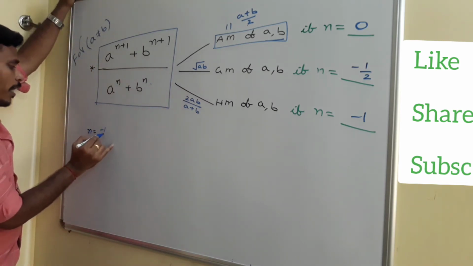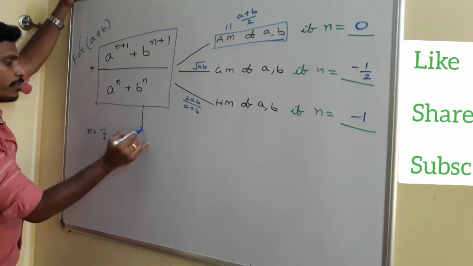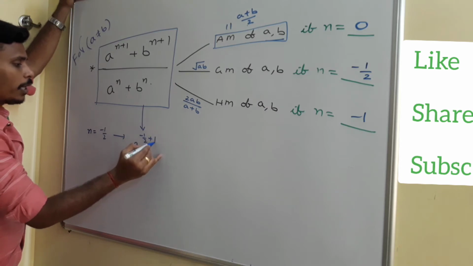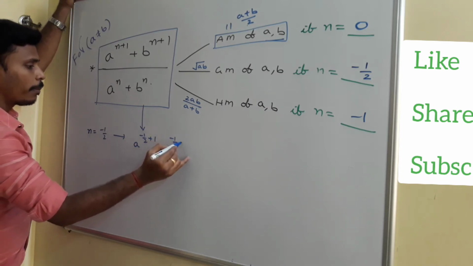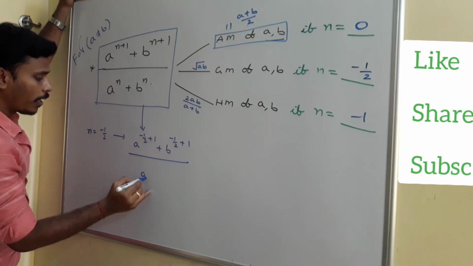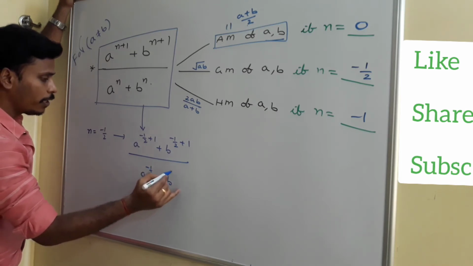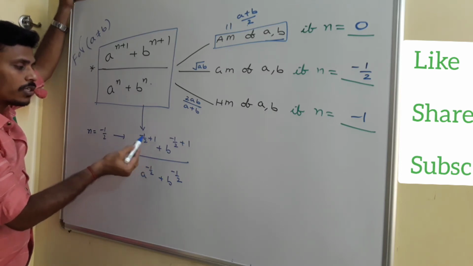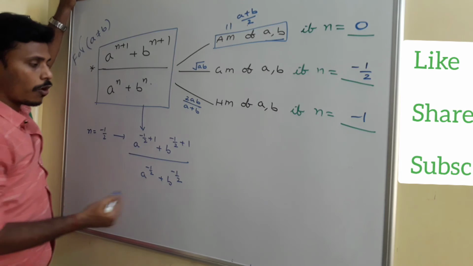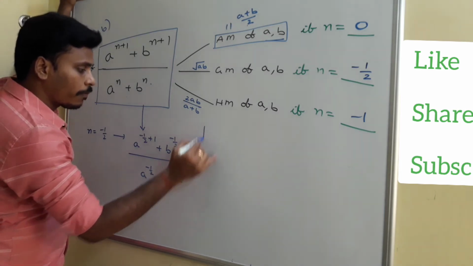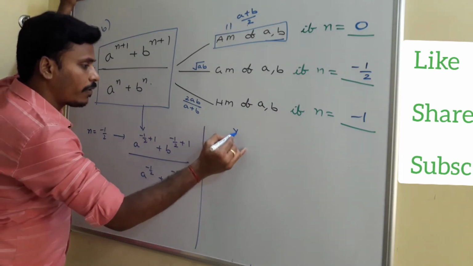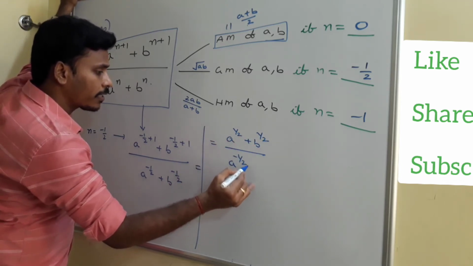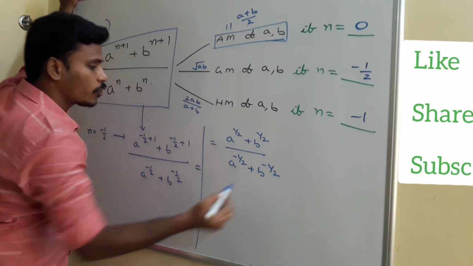See, if n is equals to minus 1 by 2, then how it changes? See, we need to replace n with minus 1 by 2 here, right? So, a power minus 1 by 2 plus 1 plus b power minus 1 by 2 plus 1 divided by a power minus 1 by 2 plus b power minus 1 by 2. And if you look at this, 1 minus 1 by 2 is 1 by 2 again, right? 1 minus half is half. So this is equals to a power 1 by 2 plus b power 1 by 2 divided by a power minus 1 by 2 plus b power minus 1 by 2.